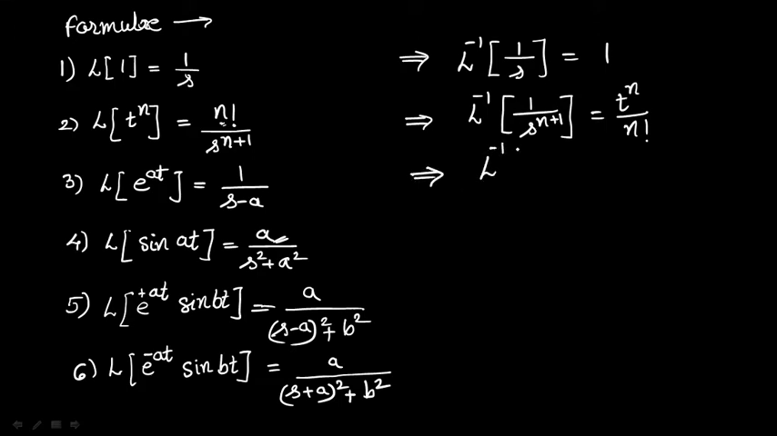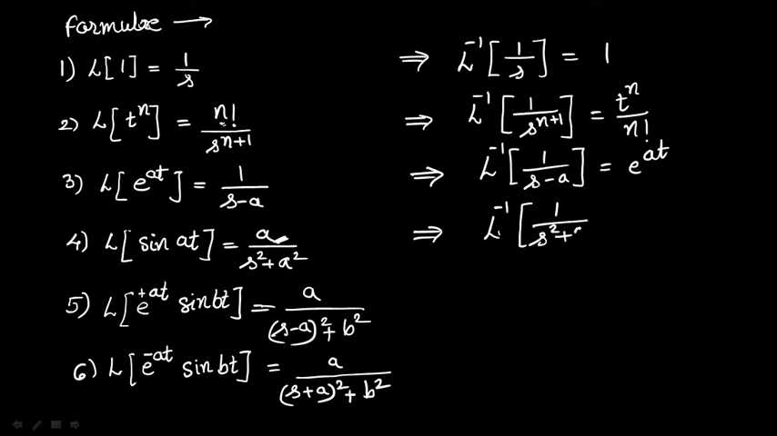For the third formula, Laplace of e to the power at equals 1 upon s minus a. Therefore, Laplace inverse of 1 upon s minus a, its value equal to e to the power at. Similarly, the fourth formula: here again a is a constant value on the right hand side. Therefore, Laplace inverse of 1 upon s square plus a square, its value equal to 1 upon a sine at.